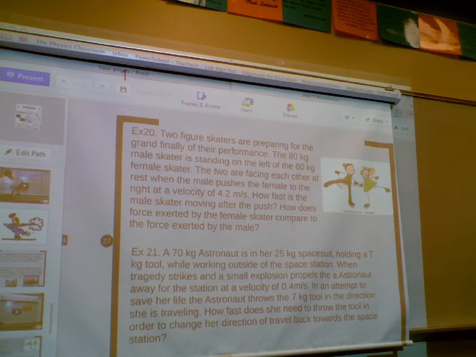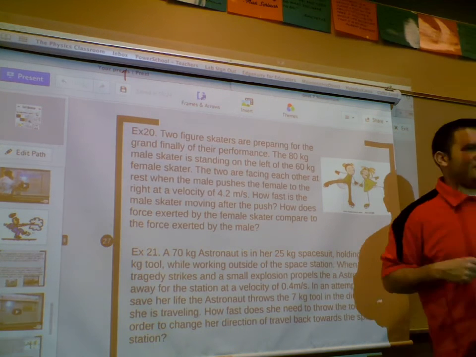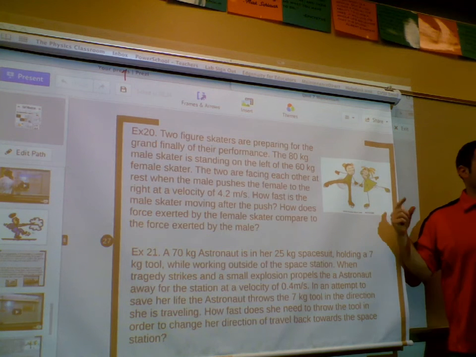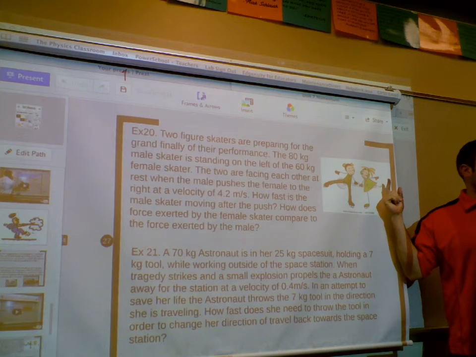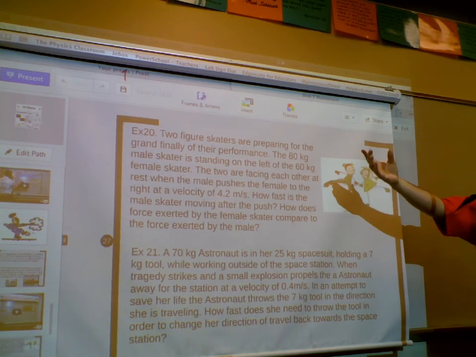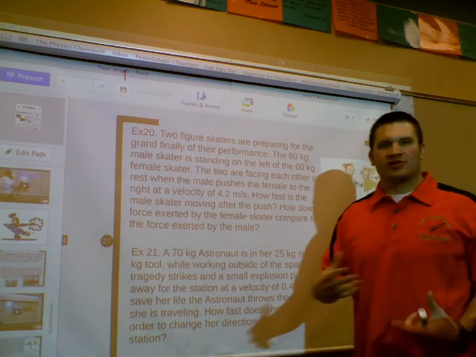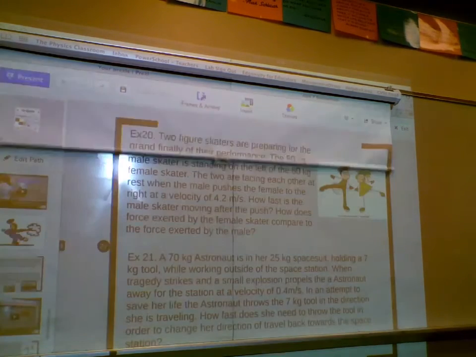Now there's an easier argument here. What's the easier argument? Time. No. Instead of going through all the momentums, what's the easier argument? Newton's third law. Male pushes on female skater with some force. Female skater pushes back with an equal but opposite force. Okay? So Newton's third law is an easier argument there.